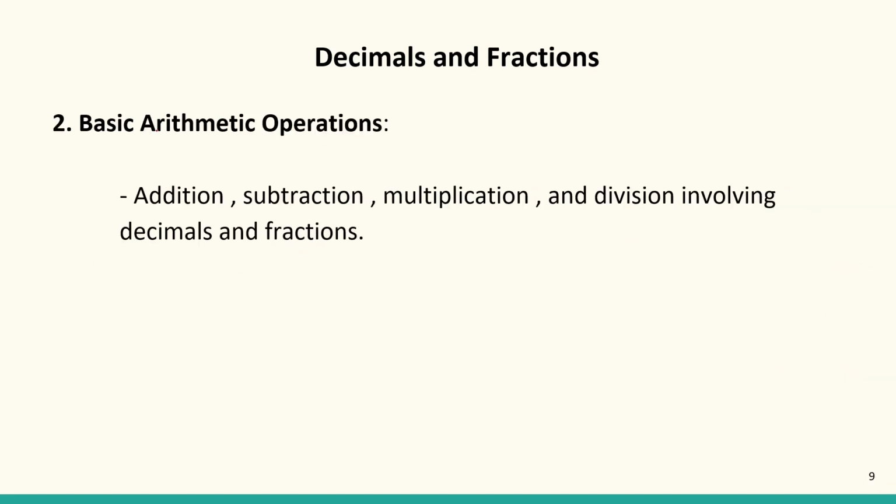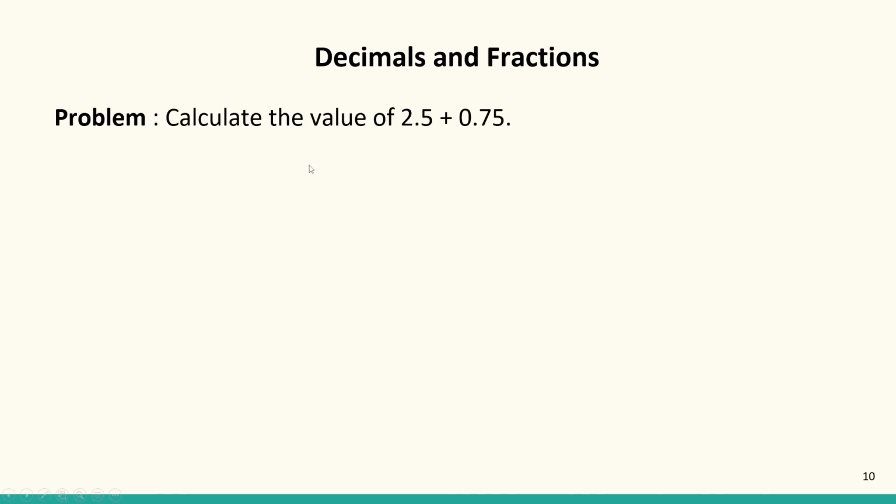So the second kind tells us about basic arithmetic operations: addition, subtraction, multiplication and division, involving decimals or fractions. This is the kind of question. Let's explore a problem on this. Here we are asked to evaluate 2.5 plus 0.75.